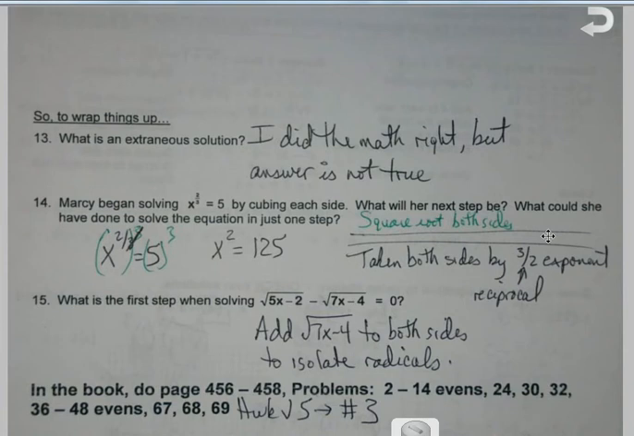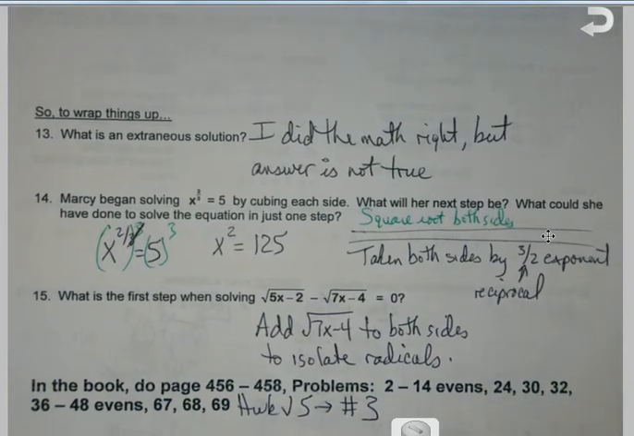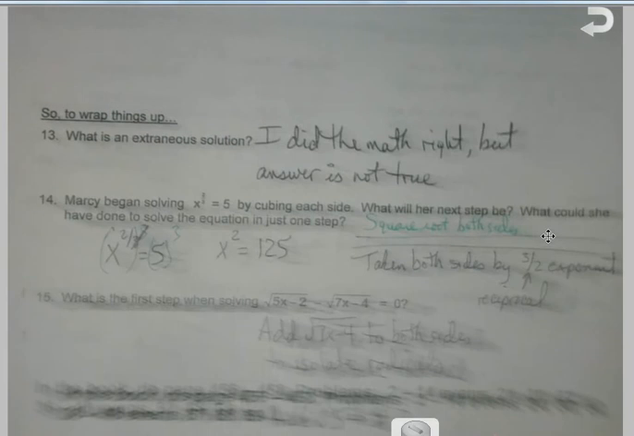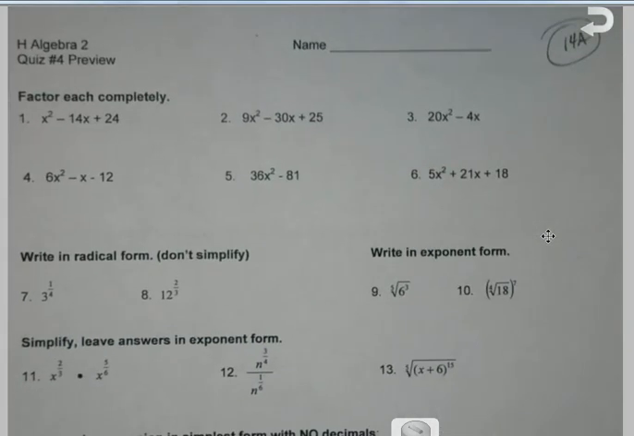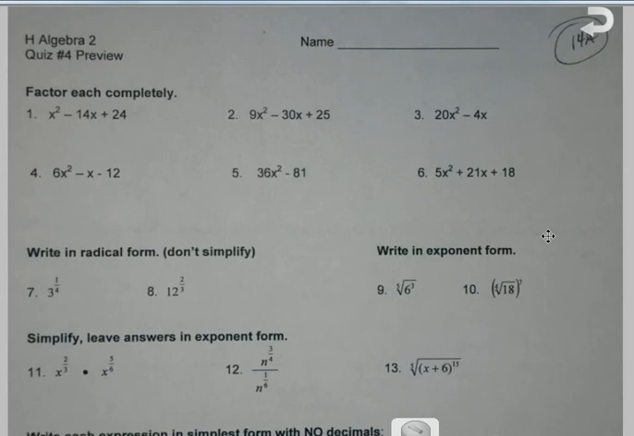But for the time being, what I want to do is take on any questions that you've come up with as you're messing with the quiz preview.